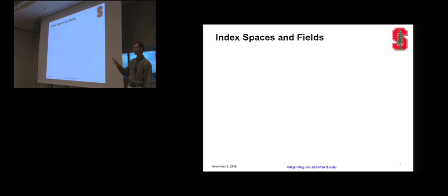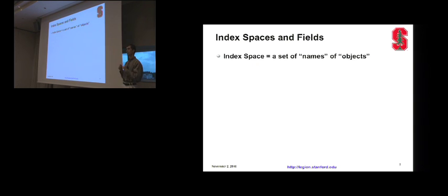And these are going to be really general terms, and I'm going to try to make it concrete a little bit after it. An index space is going to be a set of names of objects. We'll get to some concrete choices, but I'm trying to be as general as possible. And a field is basically going to be a mapping from objects to values of some type. So nice and general, let me show you a couple languages that I can map this onto.